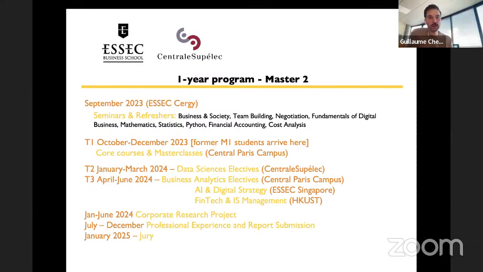preparing you for team building, everything together. Then you actually enter the main program from the beginning of October, and you'll be joined with the former M1 students, so the whole cohort joins in early October, and that will be in central Paris, near Montparnasse station. Then you have the core courses and masterclasses, and I'm going to talk about that in a minute. And then you're going to have data sciences electives and business analytics electives to choose from starting in January.